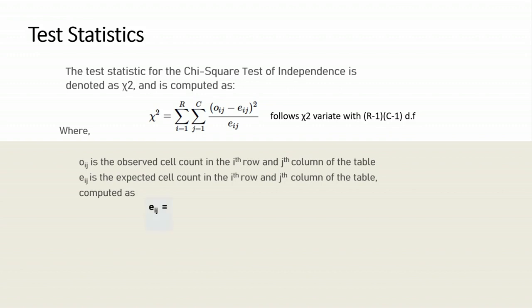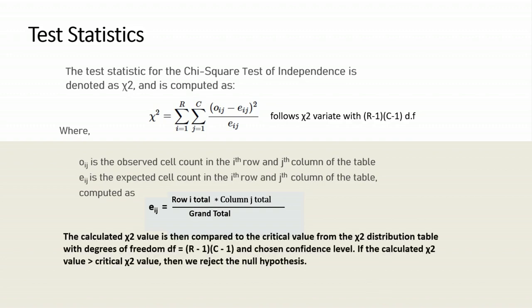Oij is the observed cell count in the ith row and jth column of the table. Eij is the expected cell count in the ith row and jth column of the table. Eij is computed as row i total into column j total divided by grand total. We then compare the calculated chi-square value to the critical value from the chi-square distribution table with degrees of freedom (R-1) into (C-1) and chosen confidence level. If the calculated chi-square value is greater than critical chi-square value, then we reject the null hypothesis.